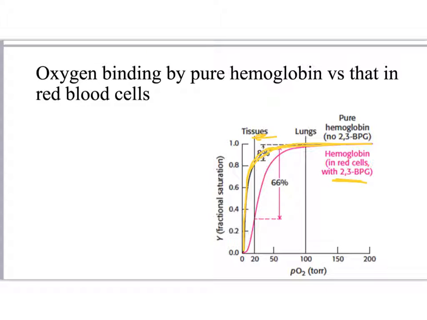Whereas when we have it present, that's where our nice sigmoidal curve comes into play. And remember, that means that it will bind tightly in the lungs but then release in the tissue. So this molecule, this 2,3-bisphosphoglycerate, is important for allowing these things to actually bind and release.